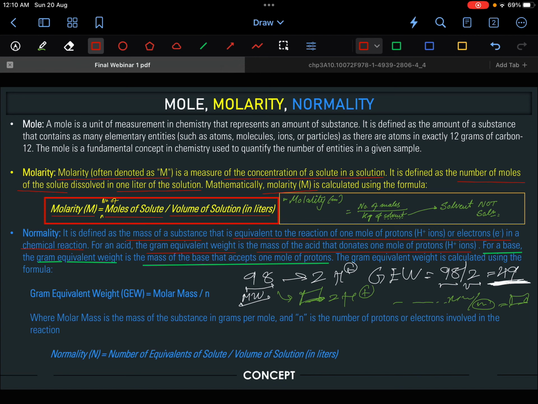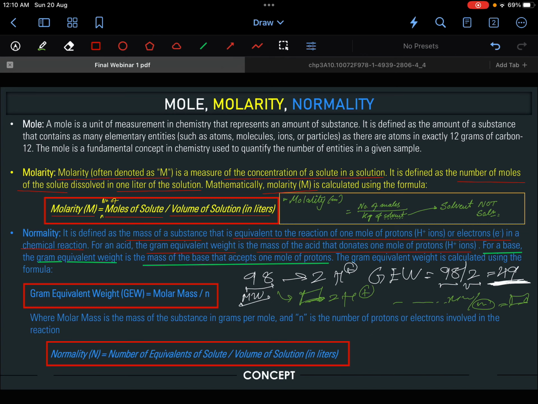Okay, so the formula of gram equivalent weight is molar mass divided by n. What is the n? Again, it is the number of moles of protons or electrons that the acid is giving or accepting. So what is the formula of normality then? It is the number of gram equivalent divided by the volume of solution in liter.